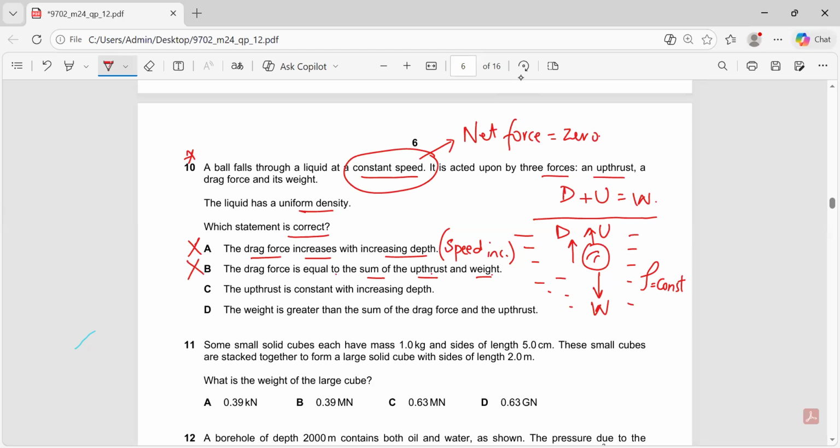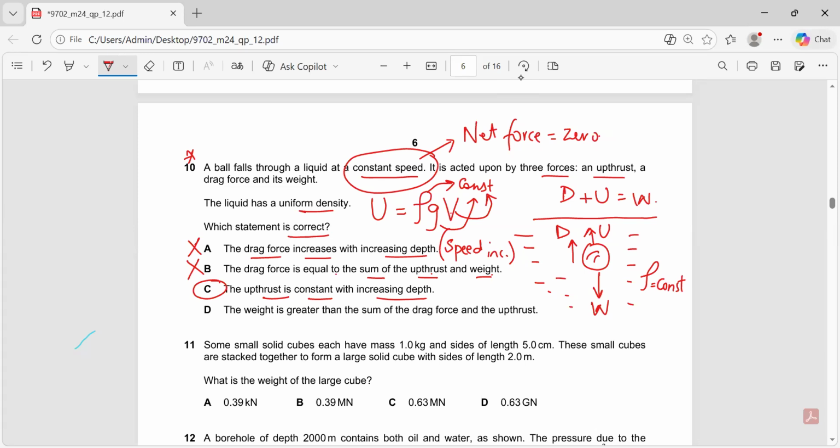Next option says the upthrust is constant with increasing depth. Yes, we know the formula of upthrust force. Upthrust force is equal to rho g v. It is saying that density is constant. We already know g is also constant, and the volume of the ball will also be constant. So whether the depth goes up or down, there will be no effect on the upthrust. So the correct answer in this regard will be C.